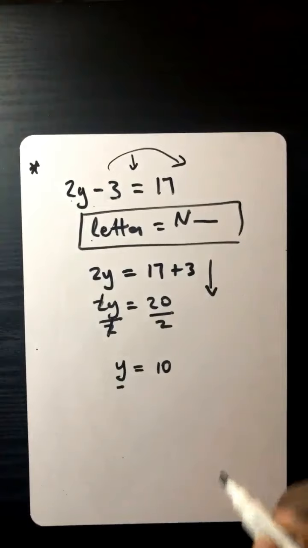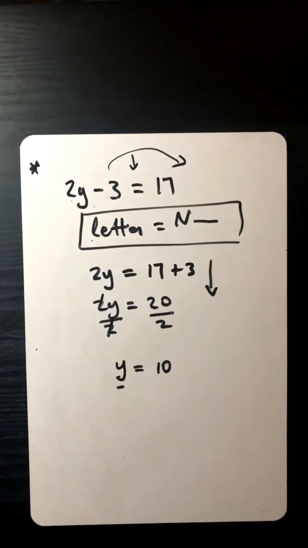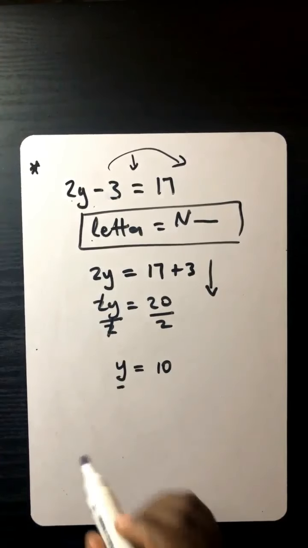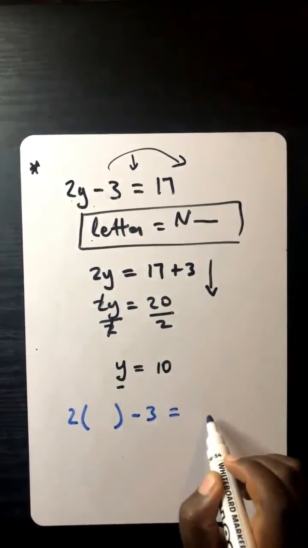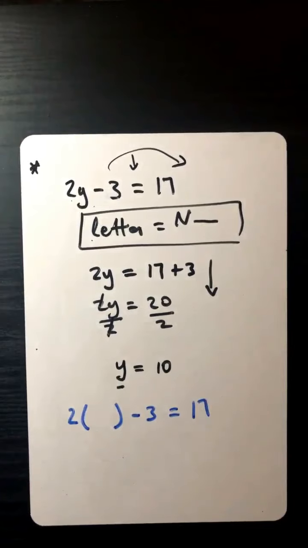So now let's prove if 10 is the correct answer. That means you must say 2 into that 10 and you subtract 3. It must give you 17.